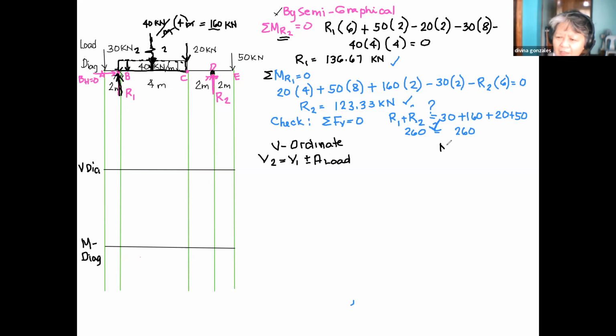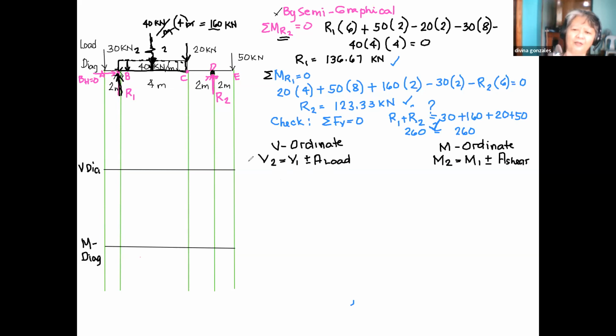Then the moment diagram is also parallel to this equation. The moment at point 2 is equal to the moment at point 1 plus or minus the area also. Only, the moment depends on the shear, so the area of the shear diagram. But the shear depends on the load.